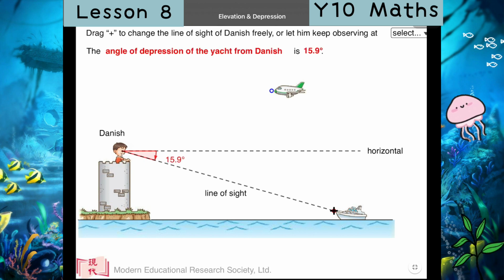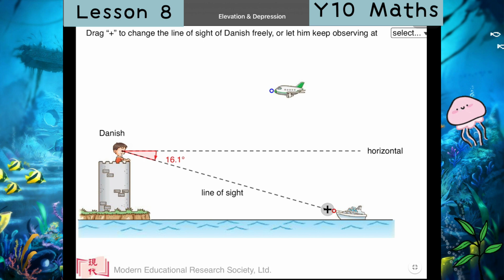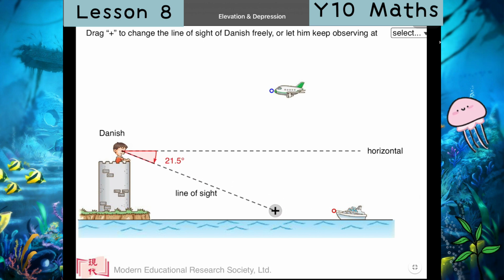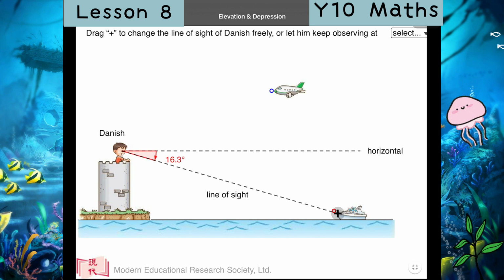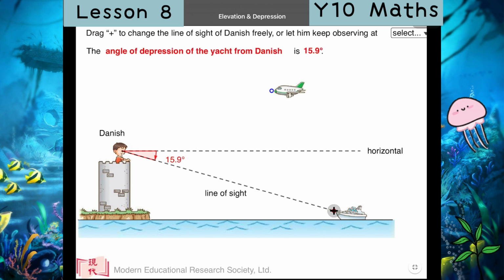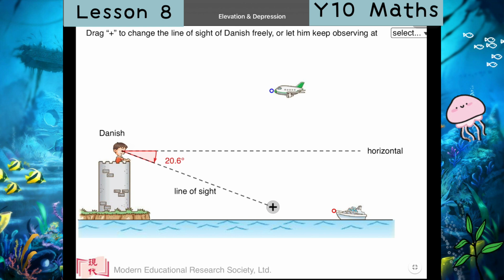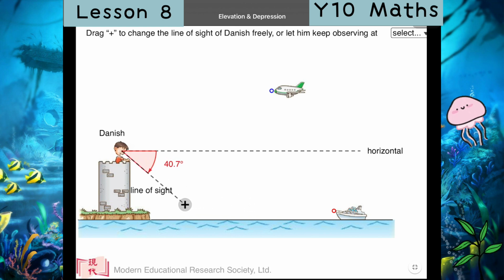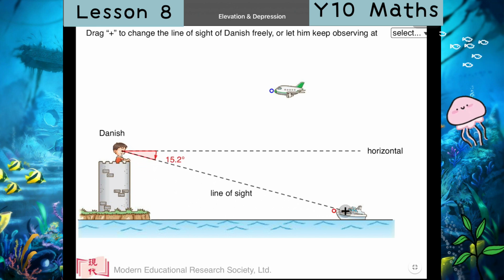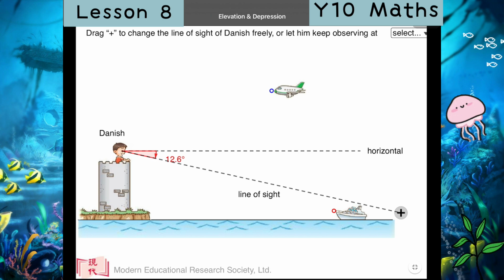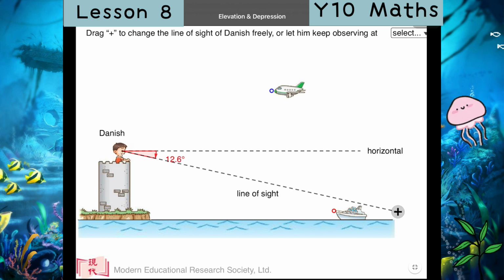If I'm going to move the yacht, let's say this yacht is going all the way from here, this angle is different. You try to compare the angle. If I put it over here, 15.9 degrees, the angle of depression of the yacht from Danish is 15.9 degrees, it is further away, right? If it's getting nearer and nearer to Danish, the angle becomes larger, right? If it's further away, then the angle becomes smaller and smaller and smaller.